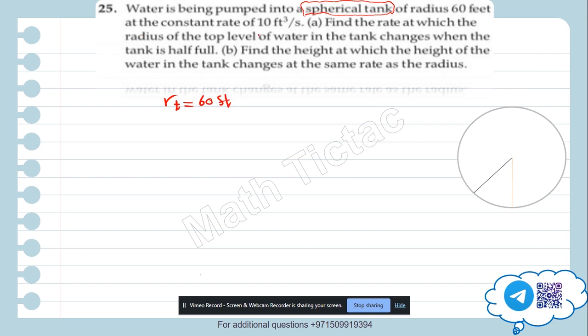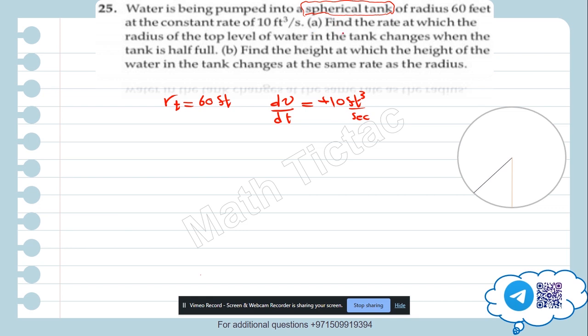At the constant rate of 10 feet cubed per second. So this is dV over dt, since they said cubed. I will put it positive, 10 feet cubed per second, because they are saying the water is being pumped into the spherical tank. So this is positive.